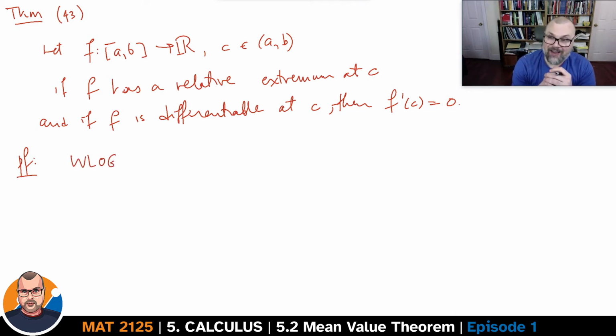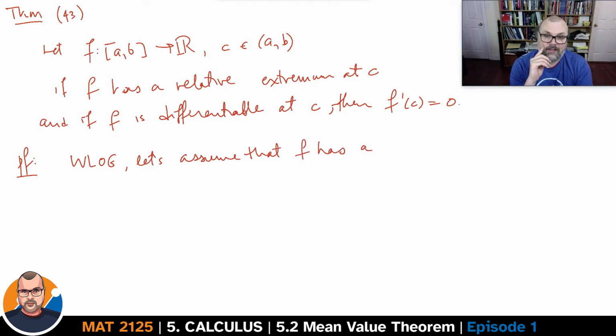Without loss of generality, let's assume that f has a relative max at c. We want to show that the derivative is equal to 0. We're first going to assume that it is positive and see that this leads to a contradiction. Then we'll assume that it's negative and see that this also leads to a contradiction, and then we will have no other choice. If it can't be positive and it can't be negative, it has to be equal to 0.